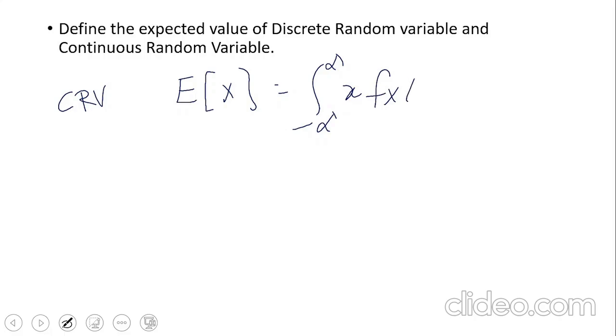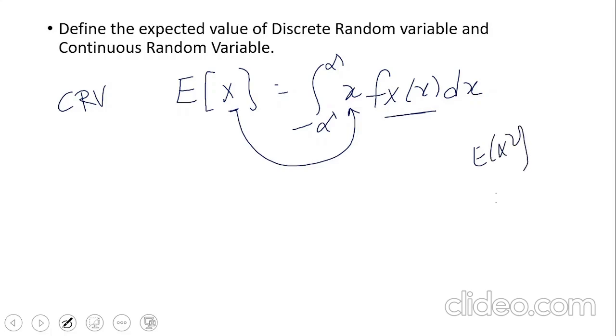Define expected value of discrete random variable and continuous random variable. First I am writing for continuous random variable. E of x is equal to integral minus infinity to infinity x into fX(x) dx. Remember, whenever you are writing expected value E of anything, replace the variable with small letters and multiply with the density function. If I want to write E of x square, it is integral minus infinity to infinity x square into fX(x) dx, like that.